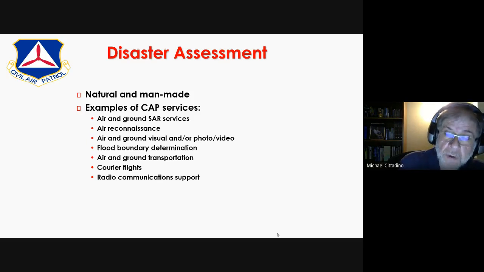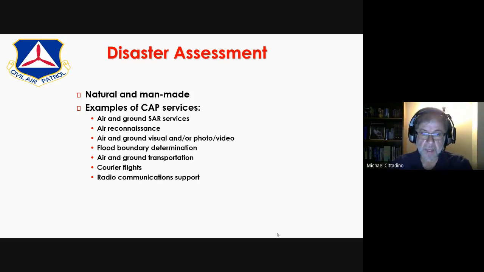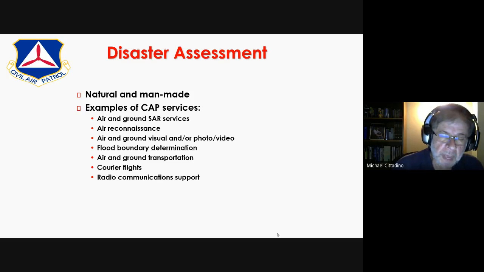Transportation and courier flights are also important to us. We will possibly bring supplies in, and we also transport people around as needed. And finally, because CAP has a rather robust radio infrastructure, we can, if necessary, provide communication support in instances where the local communications infrastructure may be disrupted.